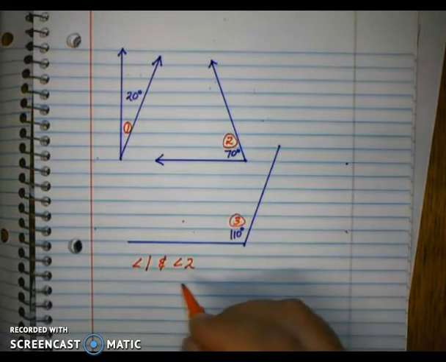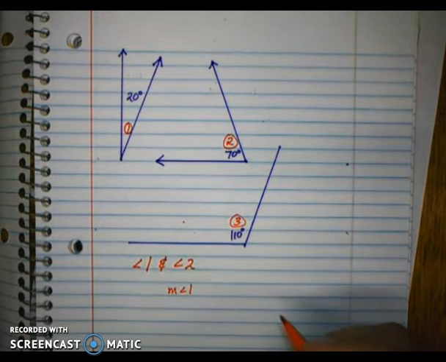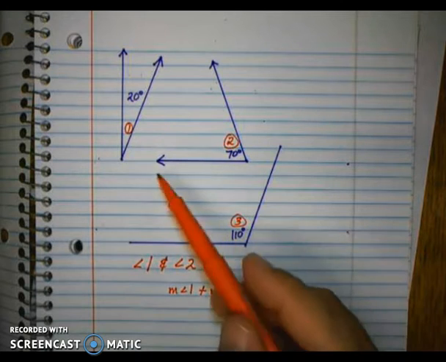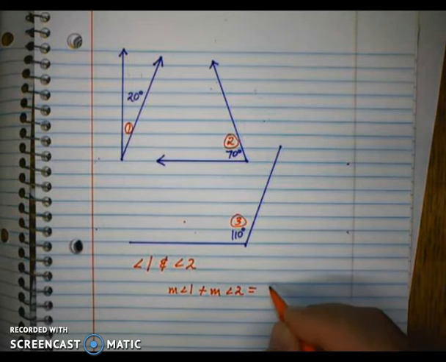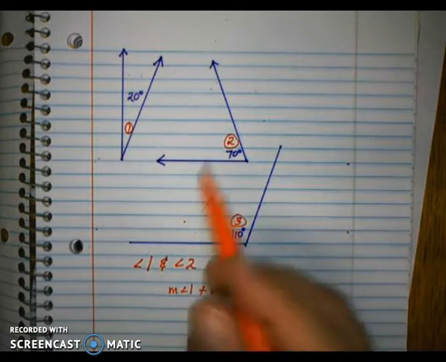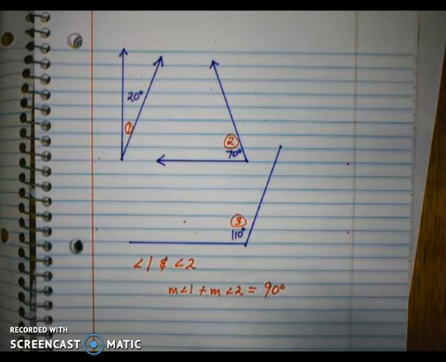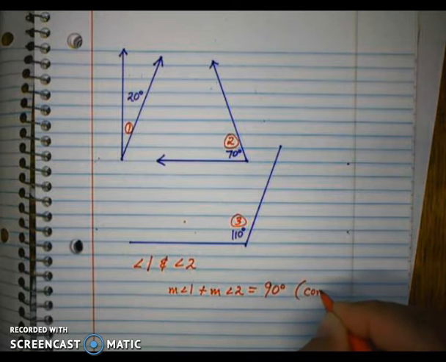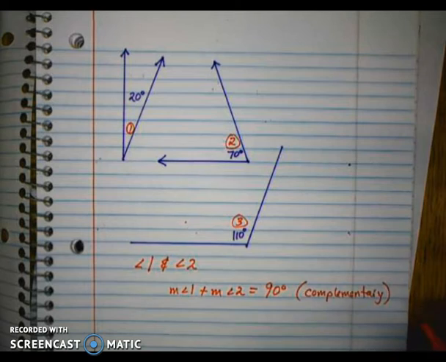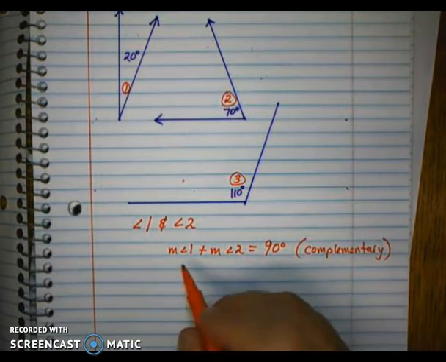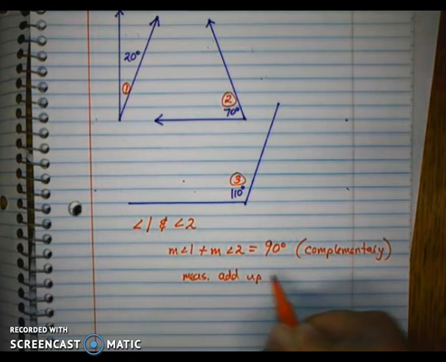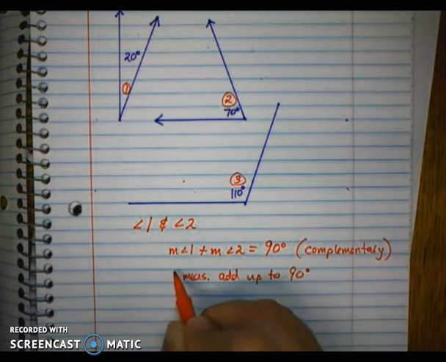If I look at their measures, I would say the measure of angle 1 plus the measure of angle 2 equals what? If I add 20 to 70 degrees, I should get 90 degrees. That means that there's that special relationship. We call any angles whose measures add up to 90 degrees complementary. Complementary means measures add up to 90 degrees. That's what complementary means.